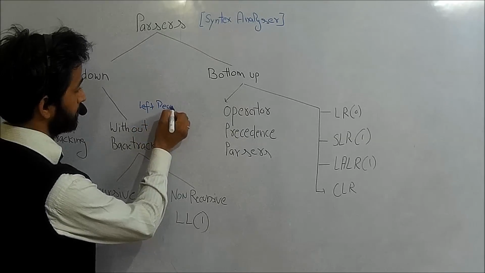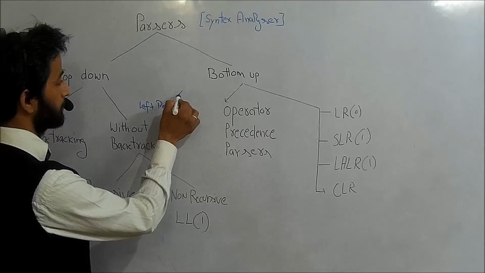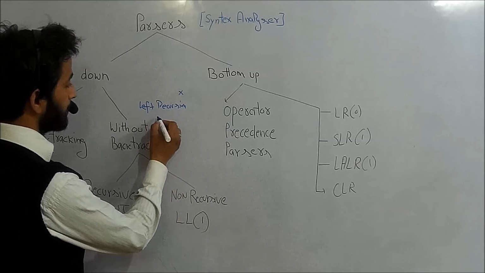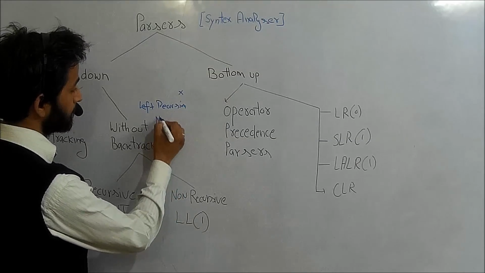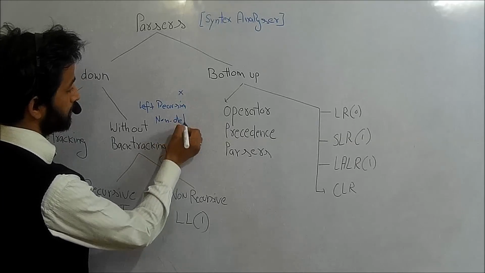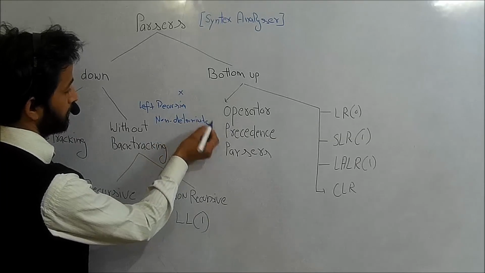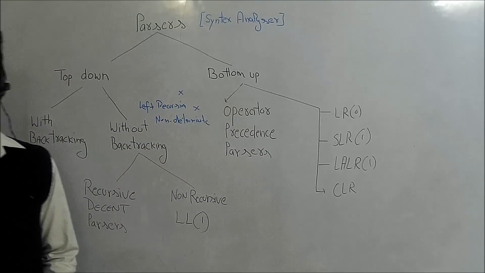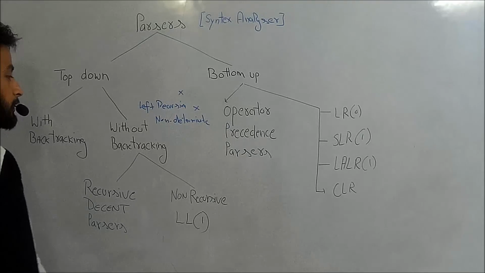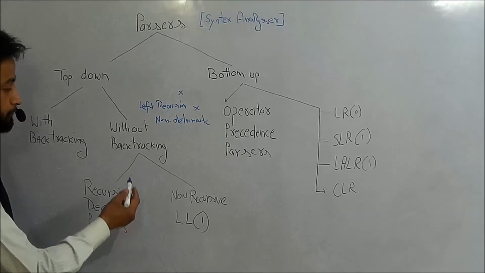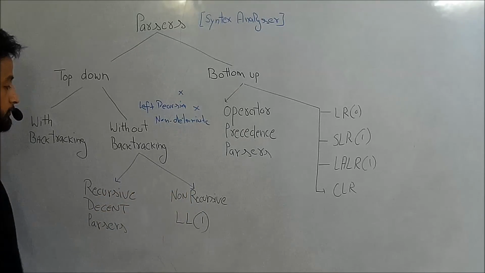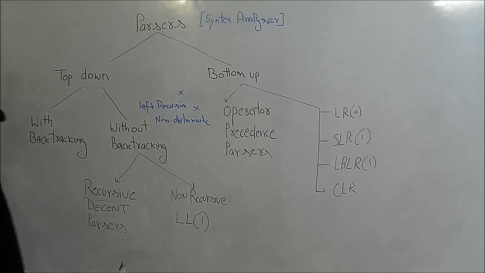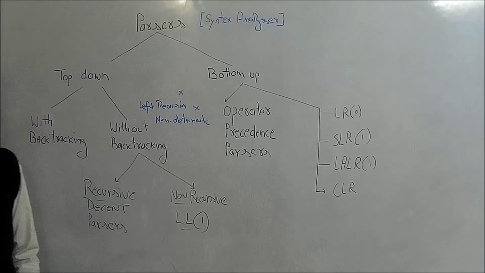Left recursion is not allowed in parser without backtracking, and a grammar should not be non-deterministic. Means a grammar having left recursion is not allowed, and a non-deterministic grammar is also not allowed in parser without backtracking. So parser without backtracking is further classified into two categories. The first one is recursive descent parser and the second one is non-recursive, which is LL1 parser.